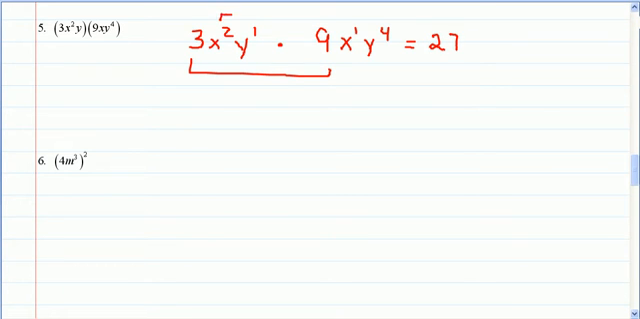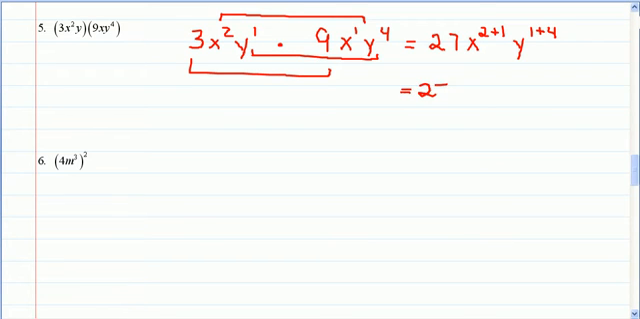and then the x's, I have x squared and x to the first. The rule is that when you're multiplying, you add them together, and then the y's, I have y to the first and y to the fourth, so I have y to the 1 plus 4, gives us a final answer of 27, x to the third, y to the fifth.